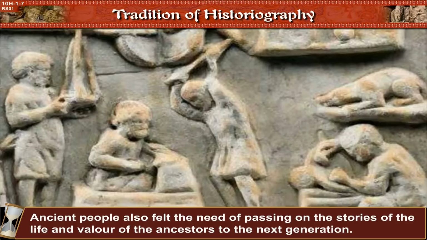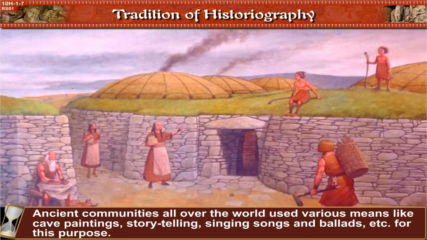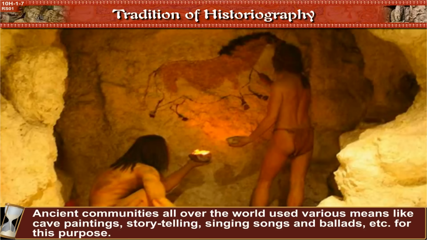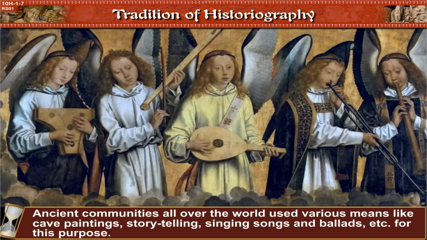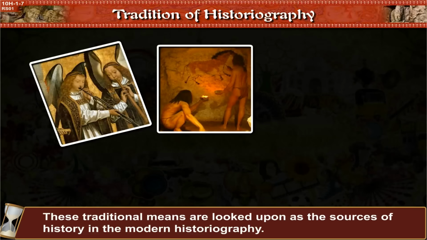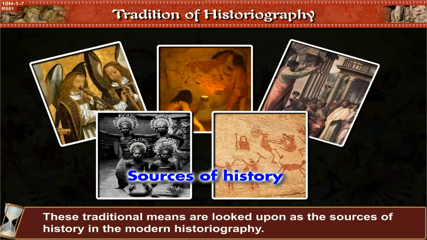So what did they do? Ancient communities all over the world used various means like cave paintings, storytelling, singing songs and ballads, etc. for this purpose. These traditional means are looked upon as the sources of history in the modern historiography.